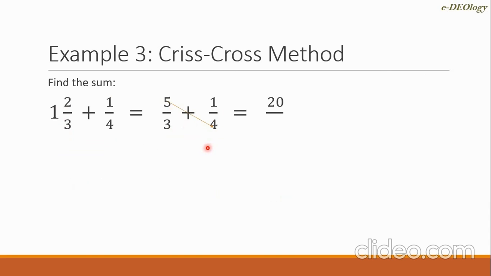Then I will start my crisscross method. 5 times 4 gives me 20, plus 3 times 1 is 3, then 3 times 4 is 12. Simplifying the numerator, I got 23 over 12, or the mixed number of 1 and 11 over 12.